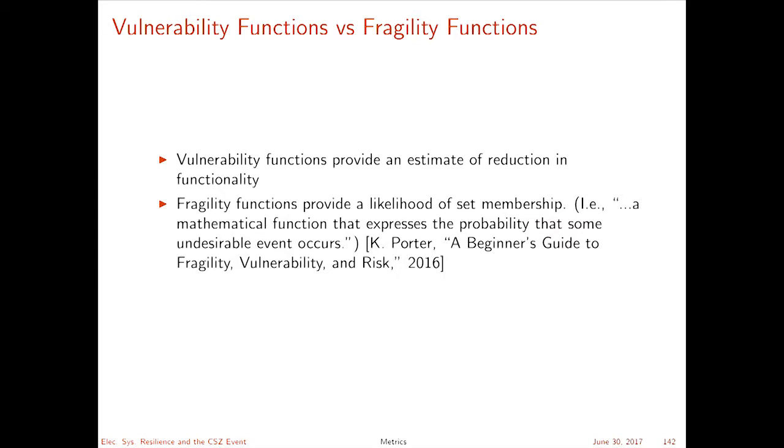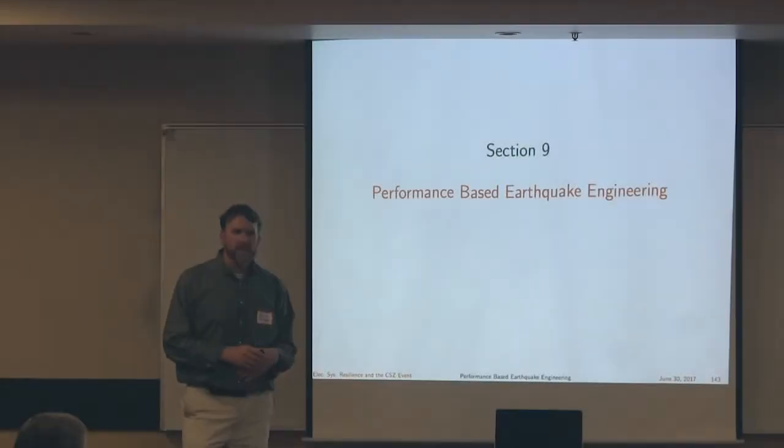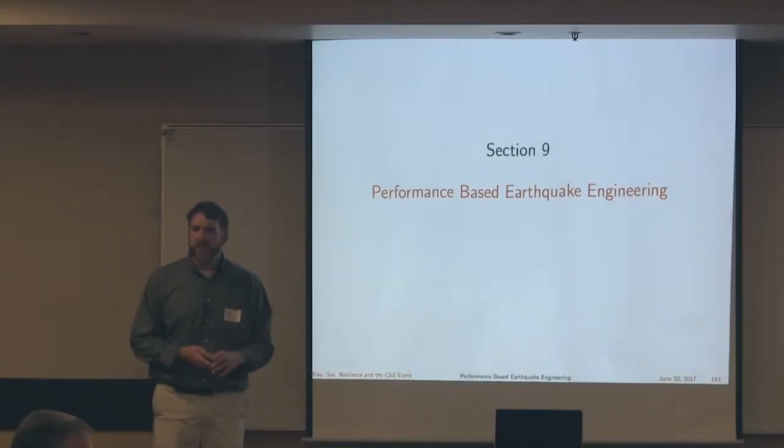So just to say that again, the vulnerability function is an estimate of the reduction of functionality. In other words, the percent damage. So it's what percent damaged I am as a function of my input. But a fragility function is the probability that I'm in a certain state of damage given an input. So it's a probabilistic measure. Does that make sense? Those are just some of the metrics that I had.